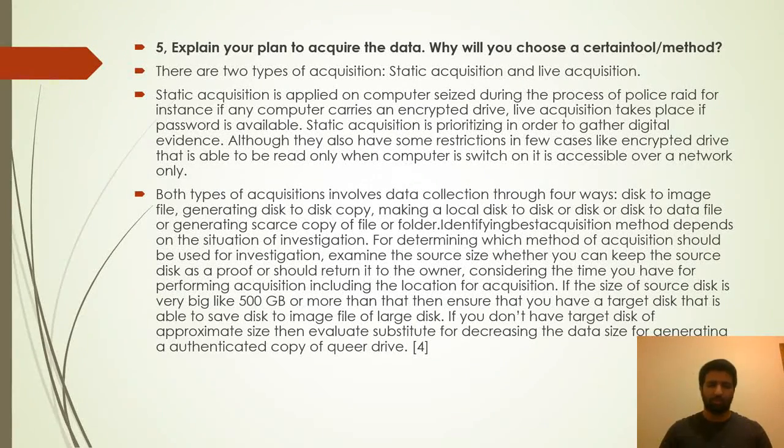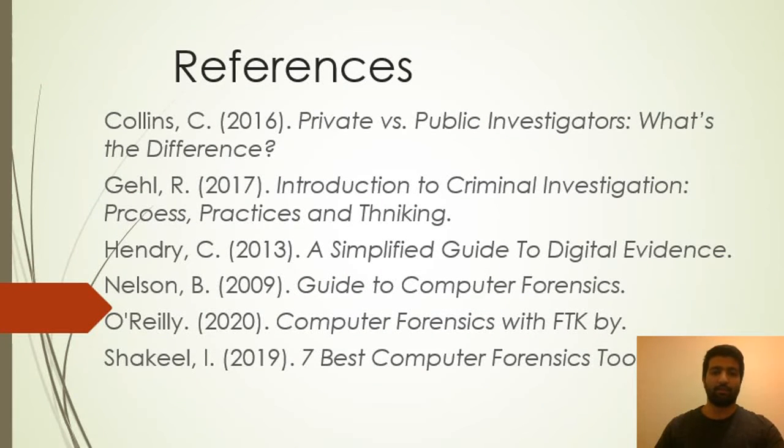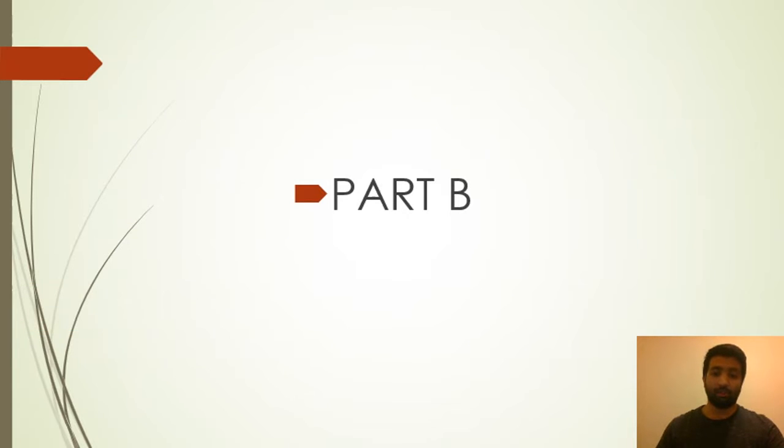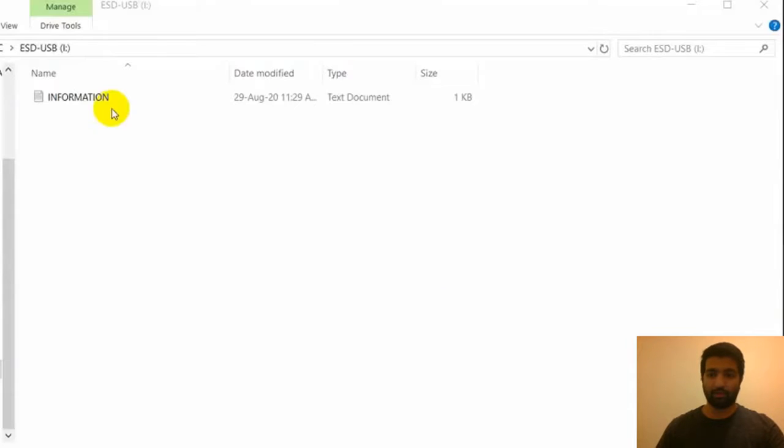Also consider the location for acquisition, and if the source is very big, like 500 GB or more, ensure that you have a target disk able to save the disk image or file. So these are the references for the data we collected in previous slides, and now it's part B. In part B there are some specific questions, which are tasks to perform, so I'm going to start my task as per the required questions.